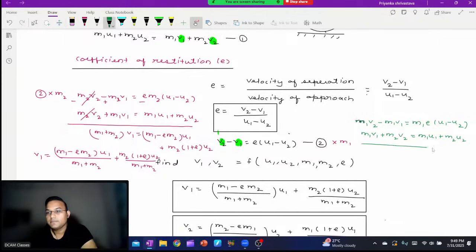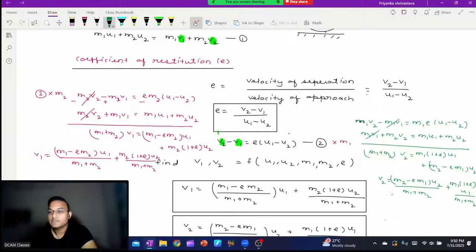Now just add them. This will cancel. So m1 plus m2 into v2 will be equal to, now take u1 common, m1 into 1 plus e into u1 plus m2 minus em1 into u2. So v2 you have got is m2 minus em1 into u2 by m1 plus m2 plus m1 into 1 plus e into u1 by m1 plus m2. It was that easy. Don't know why you are taking so much time.